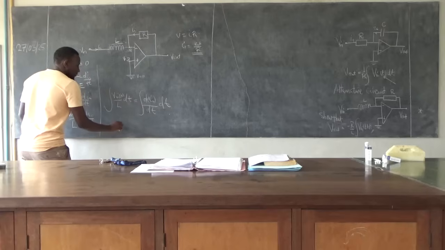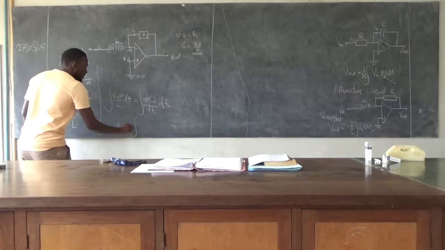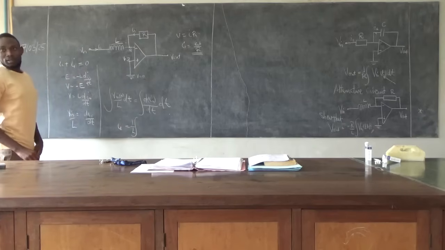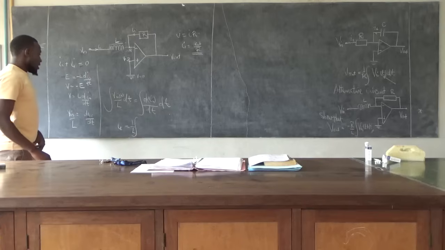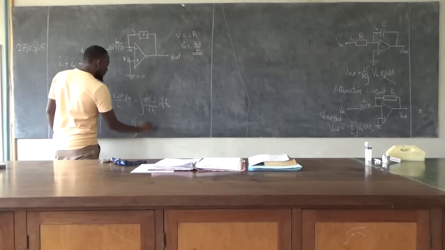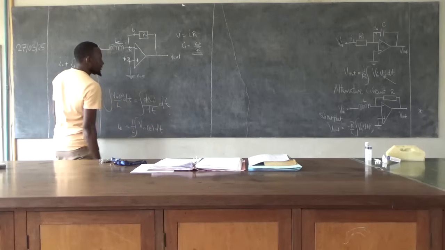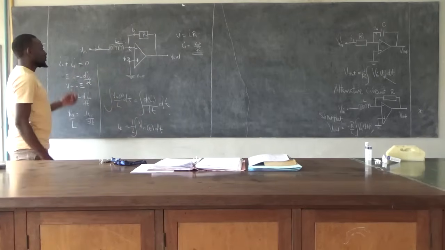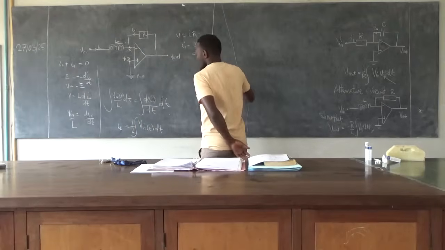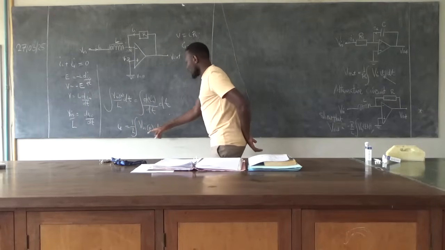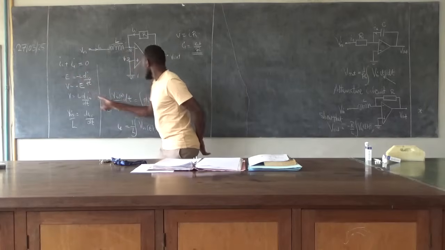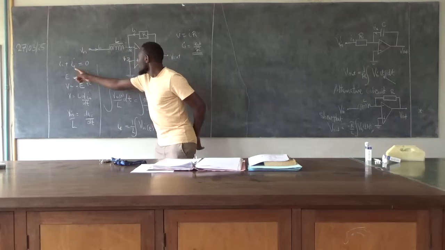Meaning the I in the inductor will be equal to the integral of V in over L, dt, where the inductance is usually a constant. If we have this one and this one, they want us to get the voltage out. Now that one is something very easy. We just put this one in the position of I, and this one in the position of the other.